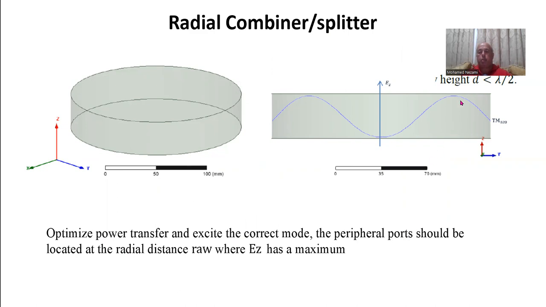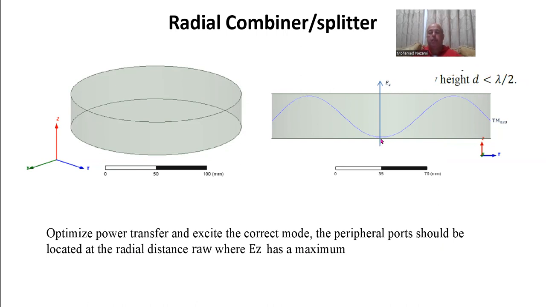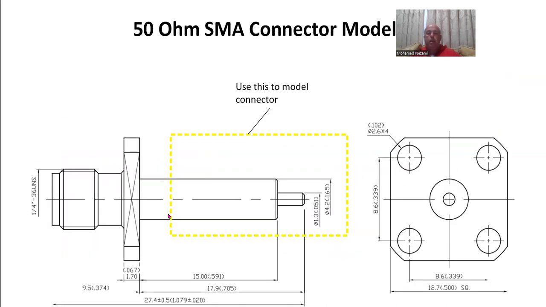The peripheral ports, which come in on the sides, should be located at the radial distance rho where Ez has a maximum. In this case, this one's here. So this is where we want to pick up the signal with the probes or the peripheral ports. They have to be, in this case, here. And the feed has to be here, okay? And one thing about these is the height of the cavity is always a little bit less than a half wavelength, okay? And the connector that we connect to this, that we excite the signal with in the middle or on the sides, could be either SMA or N-type, depending on the power level and your preference, frequency, basically.